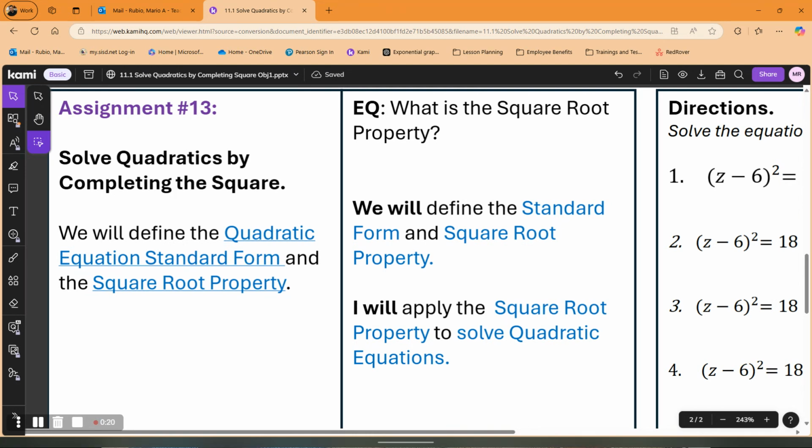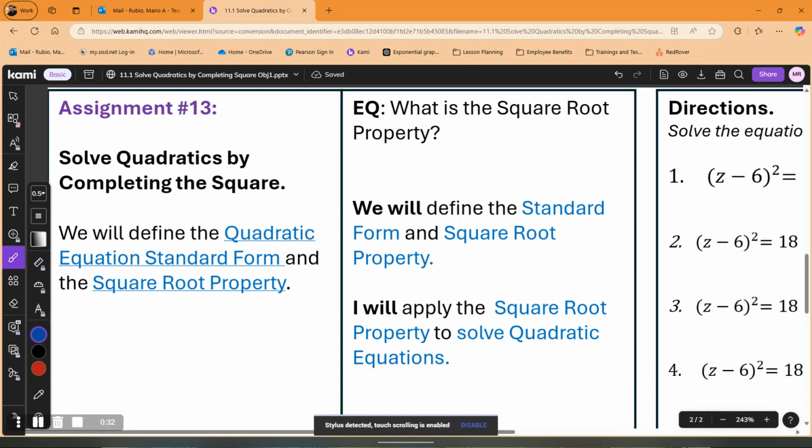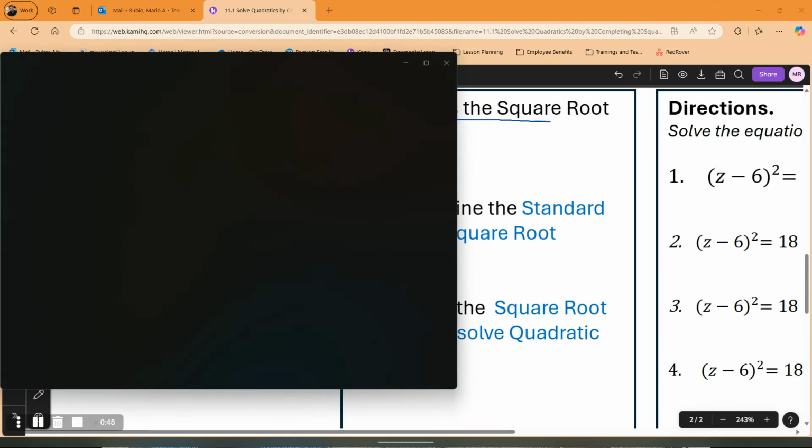For assignment number 13, we're going to be looking at solving quadratic equations by completing the square. We will define the quadratic equation in standard form, so what that means, and then we're going to look at the square root property. The question you should be asking yourself while we're doing these notes is, what is the square root property? We will define the standard form and the square root properties. You guys are going to apply the square root property to solve some quadratic equations.